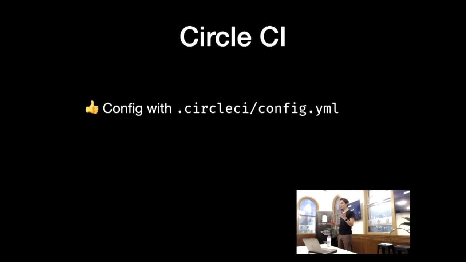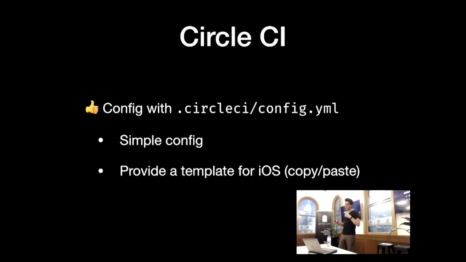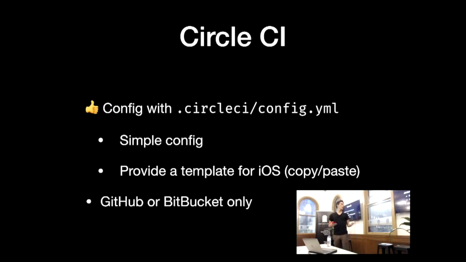And with Circle CI, I sign up and it walks you through a YAML config that's pretty simple. There's very little you put by default, so I guess there's a lot of good defaults. So simple config. It provides a template for iOS. It detects, I think, that it's an iOS project and provides the appropriate template that's just a one-size-fits-all. And it connects to GitHub and Bitbucket. So I was happy with that.